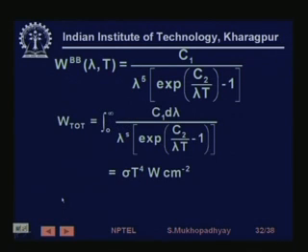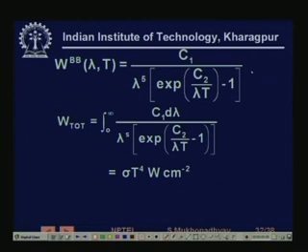So this is W_BB, for black body. This is a sort of an idealization. So a black body at wavelength lambda and temperature T gives a radiation between lambda and lambda plus d lambda, it will give a power which is this one into d lambda. So the power between lambda and lambda plus d lambda is equal to W_BB(lambda, T) d lambda.